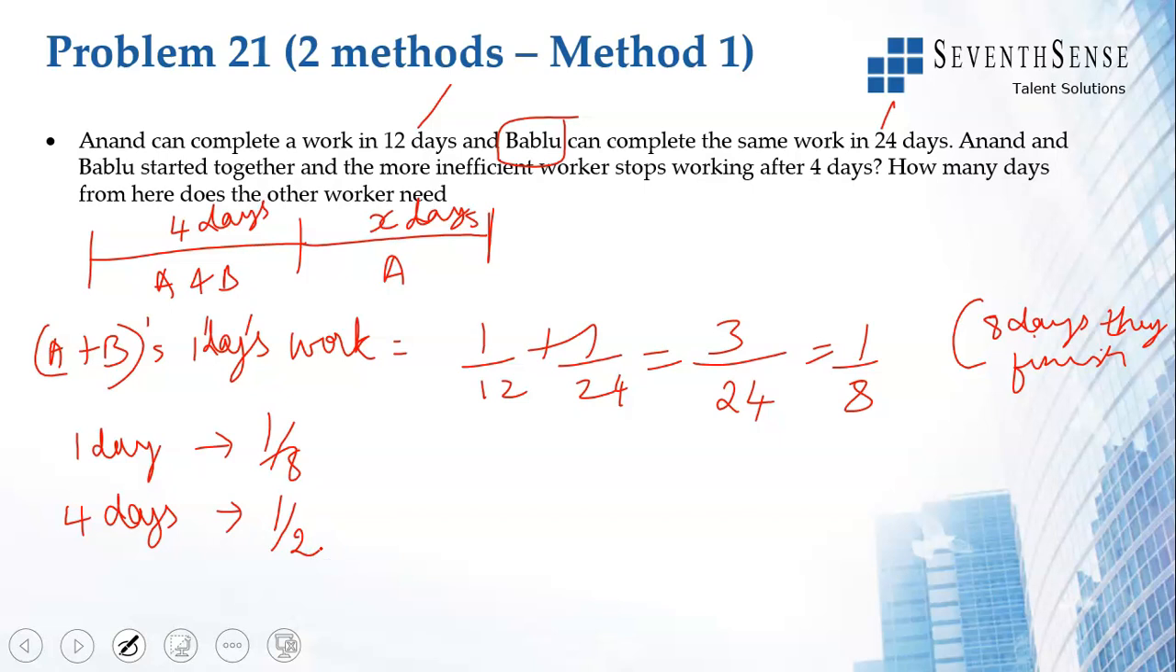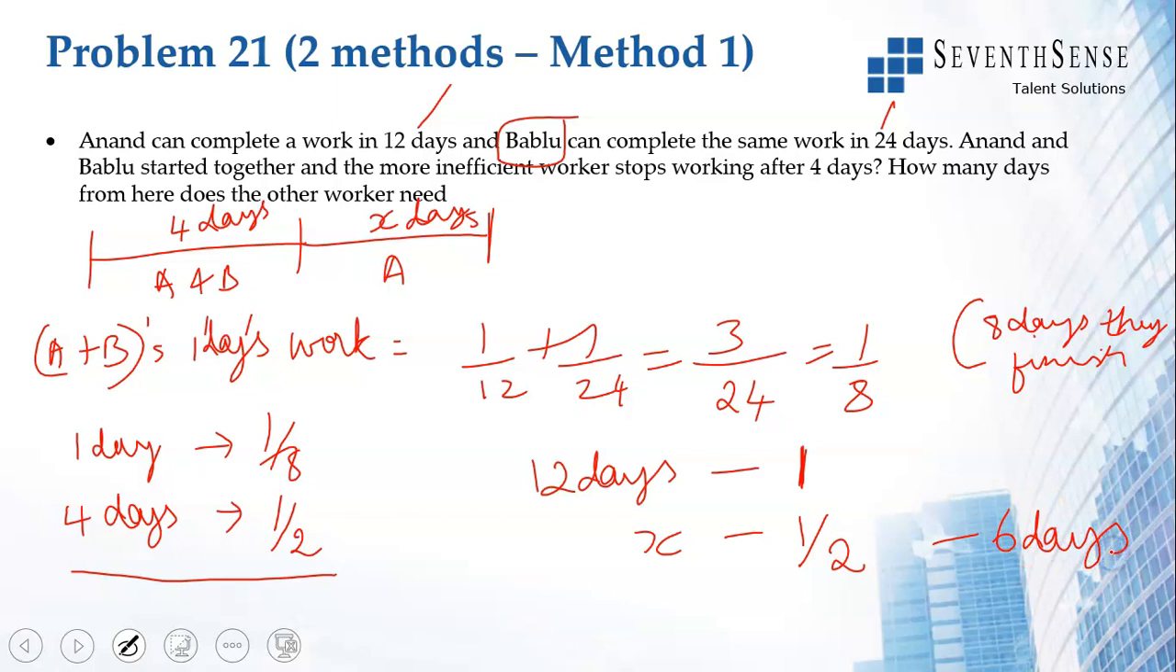For the other half, only Anand is working. Anand needs 12 days to finish the entire work on his own, to finish 1 unit of work. But after 4 days, half the work is done, only half is left. Which means Anand only has to do half the work. In 12 days, if he does the full work, how many days does he take to do half the work? 12 into half, which is 6 days. So he needs another 6 days. Anand needs another 6 days to complete the pending work.